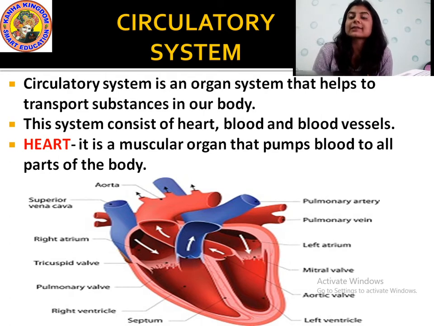That is why it is called the circulatory system. Okay? Why is it called the circulatory system? Because this organ helps to transport substances in the different parts of our body. And this system consists of the heart, blood and blood vessels. Okay? Now what is the heart?